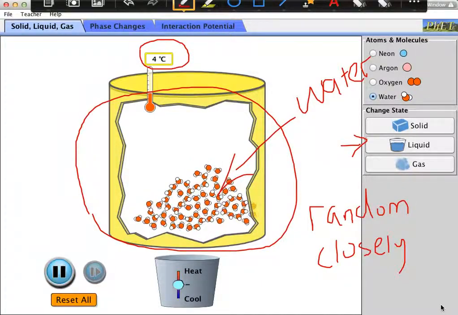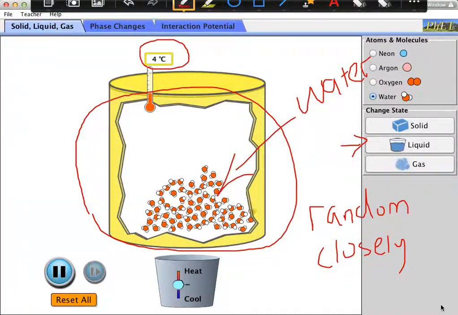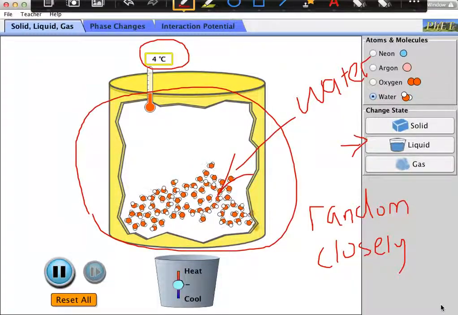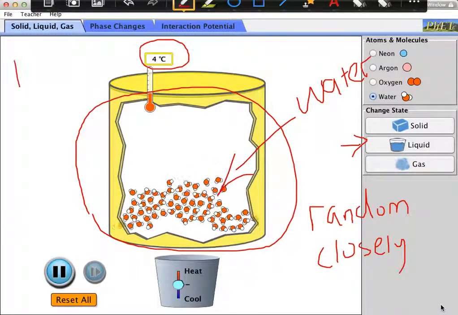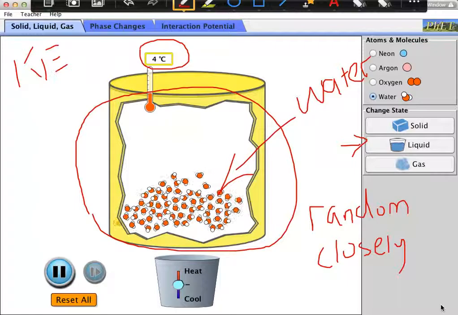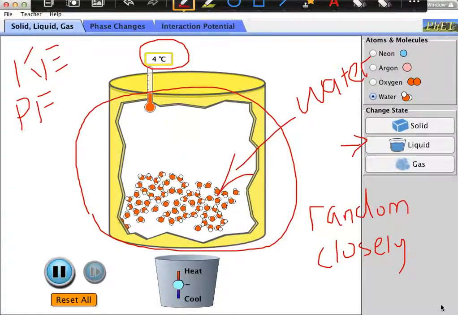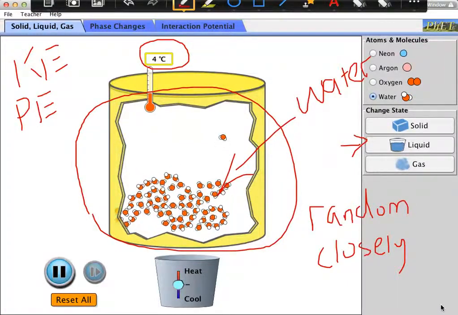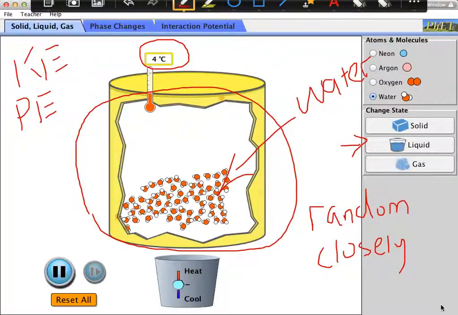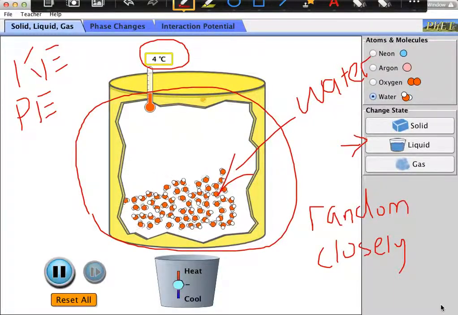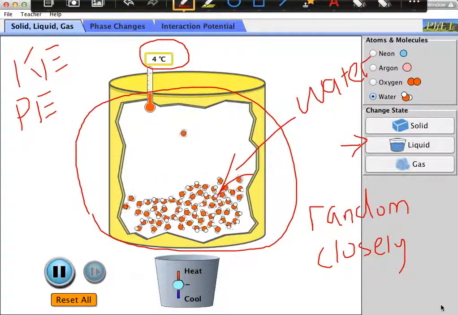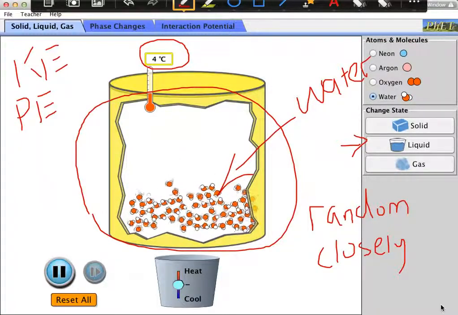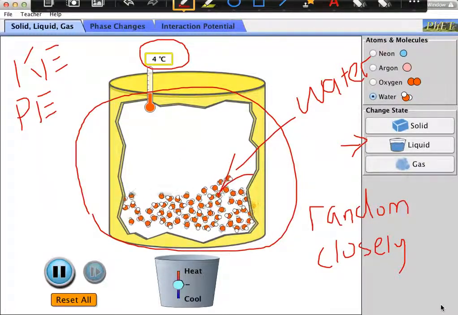But let's recall what we talked about in internal energy. When we talk about internal energy, there are two components. One is the KE and the other is the PE. If you look at the KE right now, I want all of you to take a moment to look at the vibrations and the motions of the liquid molecules, and just remember it.